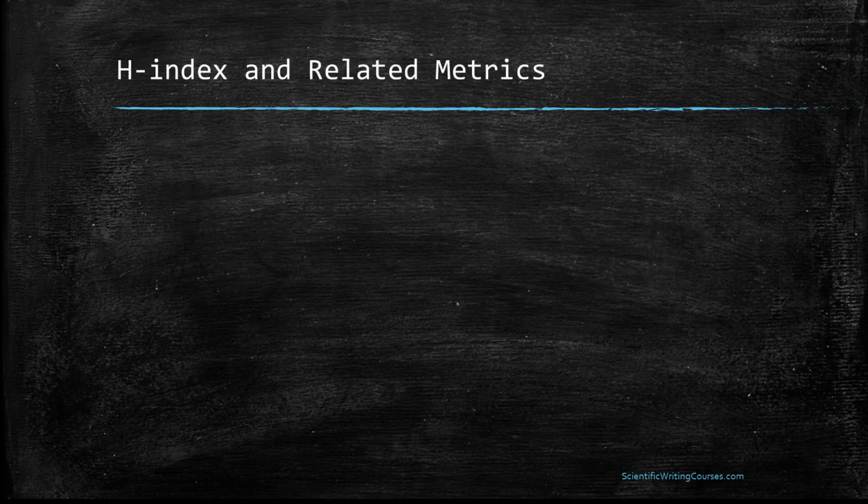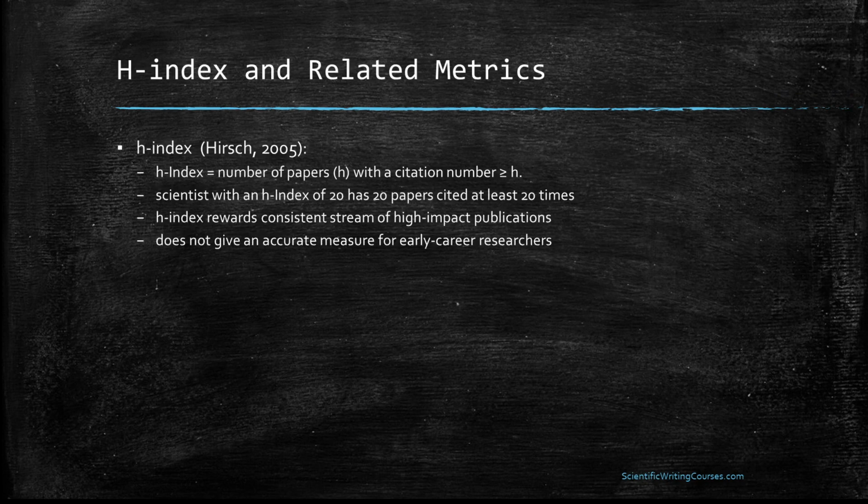So what's the H-index and related metrics to the H-index? Invented by Hirsch in 2005. The H-index represents the number of papers H with a citation number equal or higher than H. So a scientist with an H-index of 20 has 20 papers cited at least 20 times.